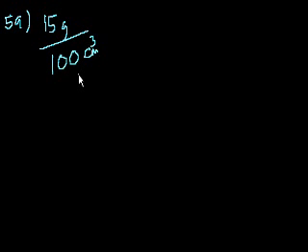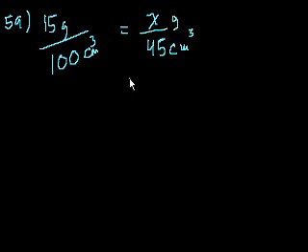If 45 cubic centimeters of solution were poured into an empty container, how many grams of glucose would be in the container? So we could just set up a ratio. We have 15 grams per 100. So how many grams are we going to have per 45 cubic centimeters? They still want to know grams. All the units are the same.